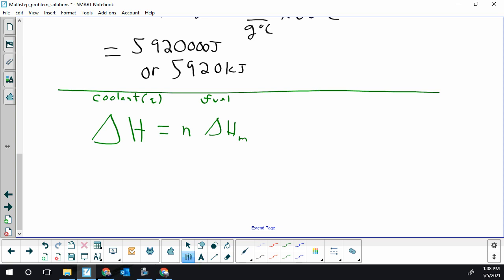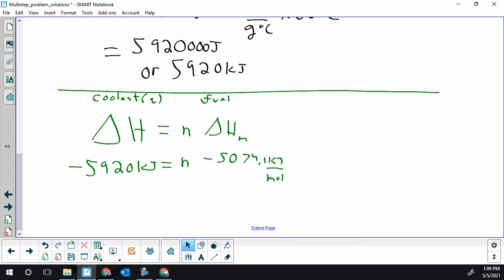So our Q was 5,920 kilojoules. That was energy released, so I'm just going to add that minus in for our delta H, which is a vector, which shows the direction. n, we don't know. That's what we want to find out. Our moles of our octane and our molar enthalpy of our octane, 5,074.1 kilojoules per mole. So we can rearrange this and solve for our moles.